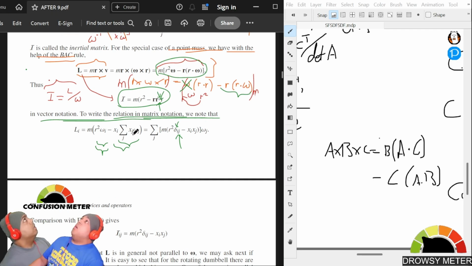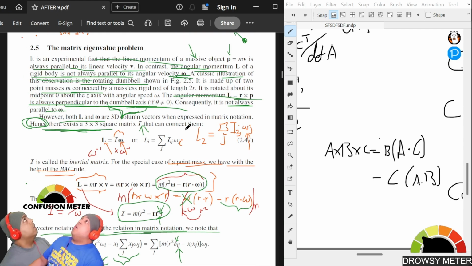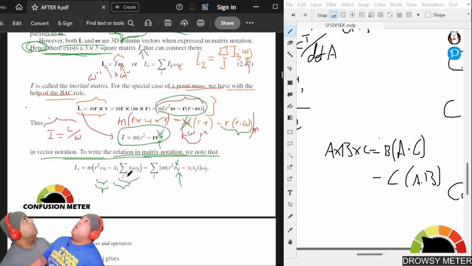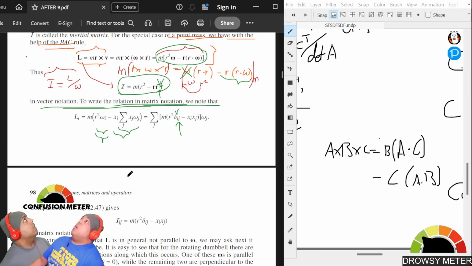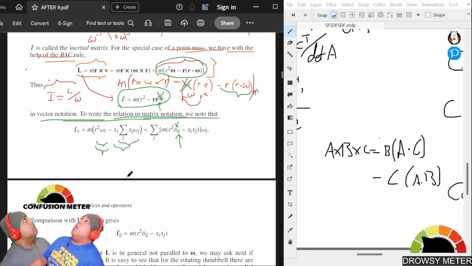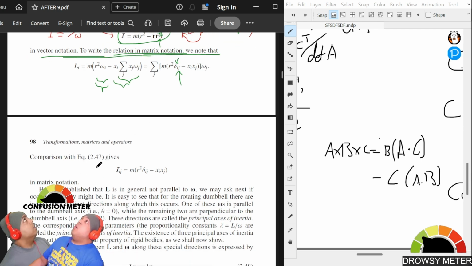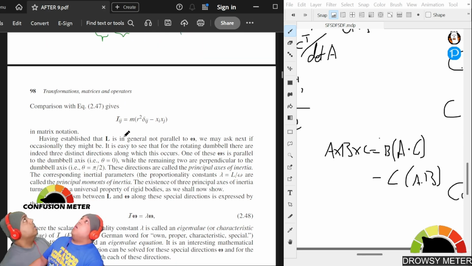Comparison with equation 2.47. What is that? That's up here. It gives Iij equals M R squared delta ij minus xi xj in matrix notation. Having established that L is in general not parallel to omega, we may ask next if occasionally they might be.